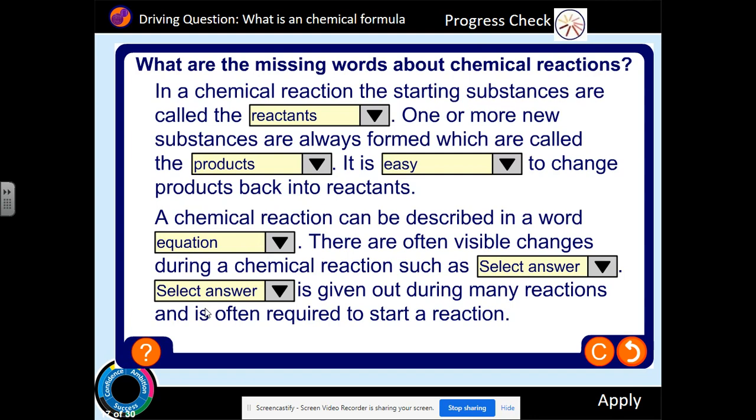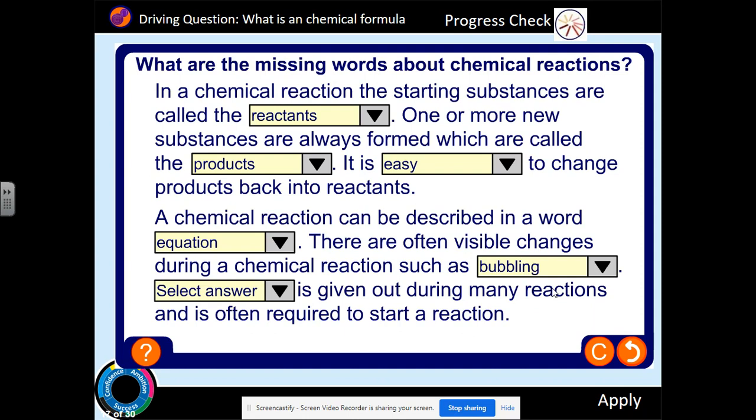Second sentence. There are often visible changes during a chemical reaction, such as bubbling, oxygen, melting. So oxygen is an element. Melting is changing from one state to another. So let's go with bubbling.